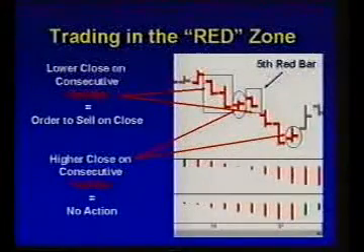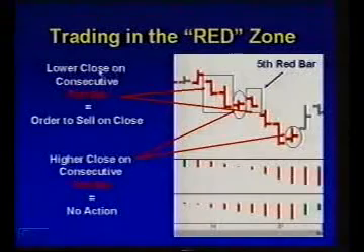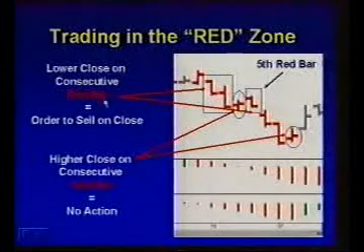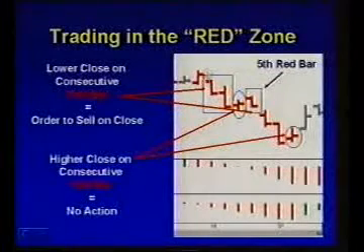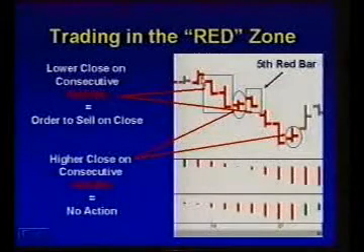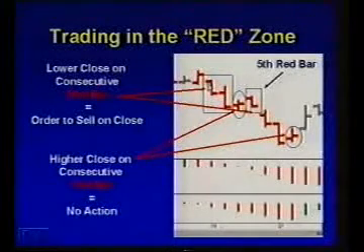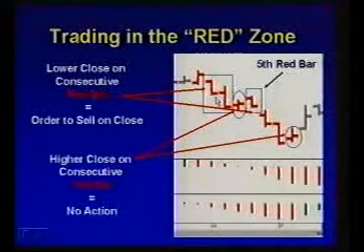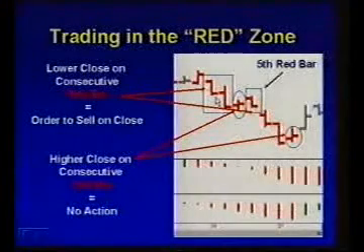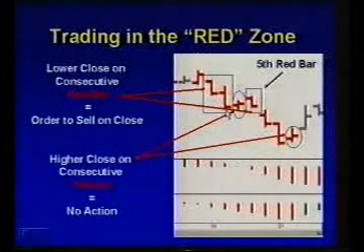Now, trading in the red zone should be just a little bit of review because we're going in the opposite direction now. Lower close on consecutive red bar equals an order to sell on the close. So what we're looking for, here's the first one. Here's your red bar, there's your close. The next bar must be red and close lower. Well, it's very obvious that that is red and that it closed lower, so we add it on.